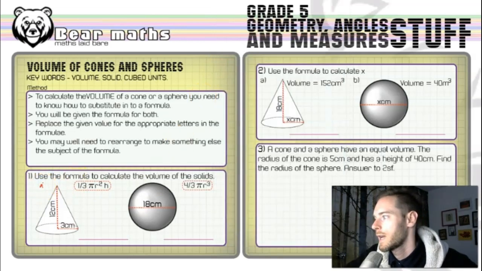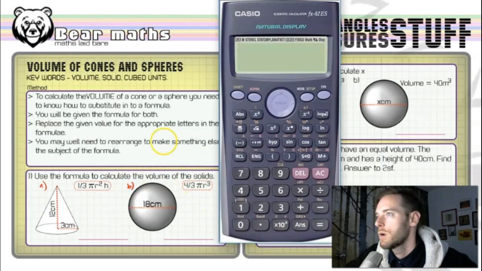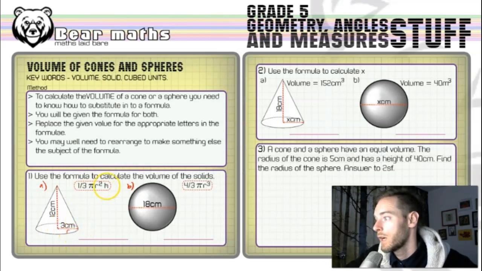So if this is A, that's A and B, I keep forgetting to put A and B in some of these questions. What we've got is 1/3 of pi r squared h for the formula here. Now, what's what? The r is the 3 centimeters at the bottom, and the h is the perpendicular height of the cone. Remember in the last video, the slant height was L? We don't have that in this question. We don't need that for the volume, we only need that for the surface area.